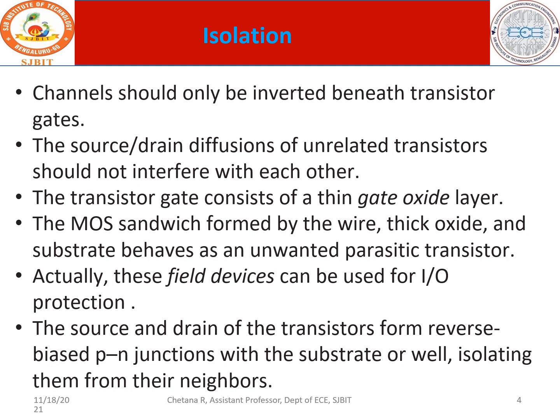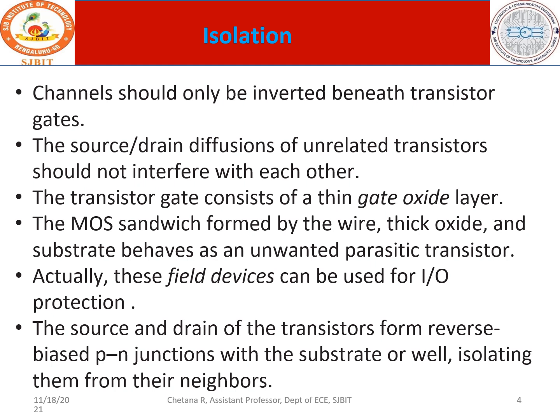The source and the drain diffusions of unrelated transistors should not interfere. That is what I am telling. The source and the drain diffusions of two different transistors shouldn't be having any interference between them. And the transistor gate consists of thin oxide, and the MOS sandwich formed by the wire, thick oxide, and the substrate behaves as an unwanted parasitic transistor. So in case any of the transistor and the wire try to form a transistor effect in the MOS layer, they behave as an unwanted parasitic transistor.